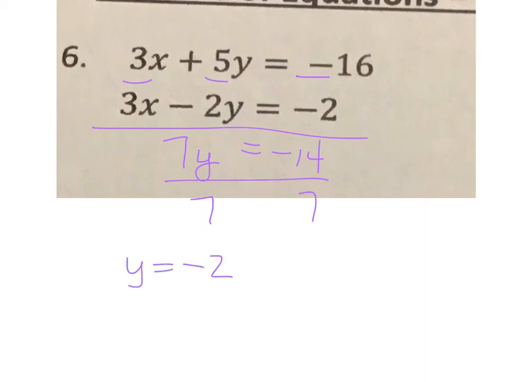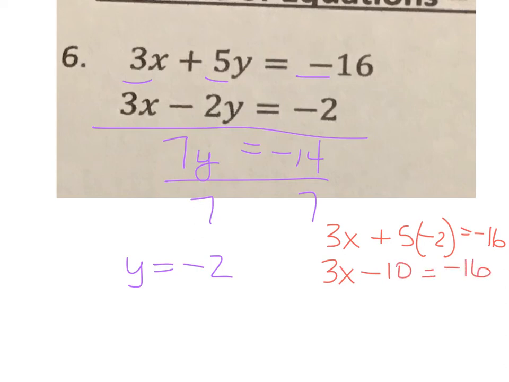Now, I had a few of you on the last review or whenever these came into play, some of you just gave me one answer. You have to have an x and a y. So if I need the x, I need to substitute the y equals negative 2 back into one of the original equations to find x. So I'm going to use the top one. So 3x plus 5 and y is negative 2. So I get 3x minus 10 equals negative 16.